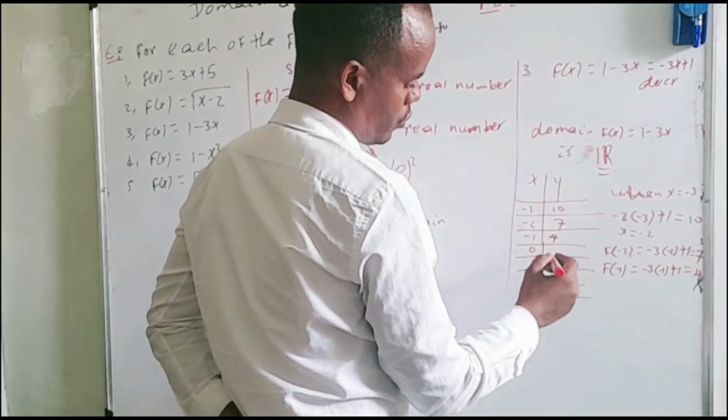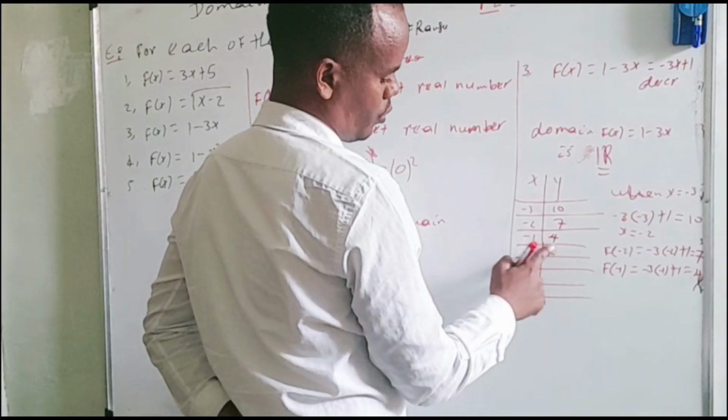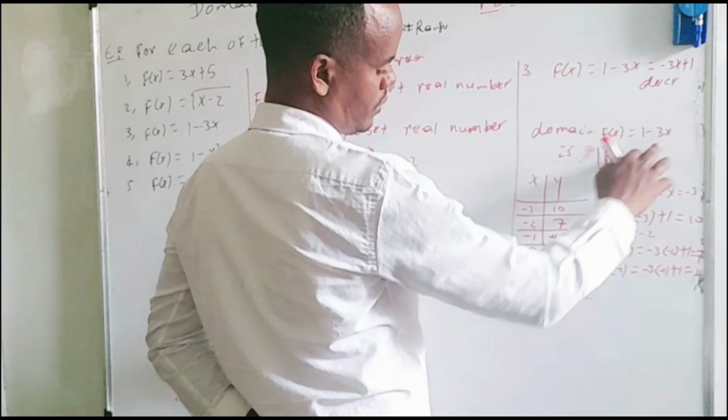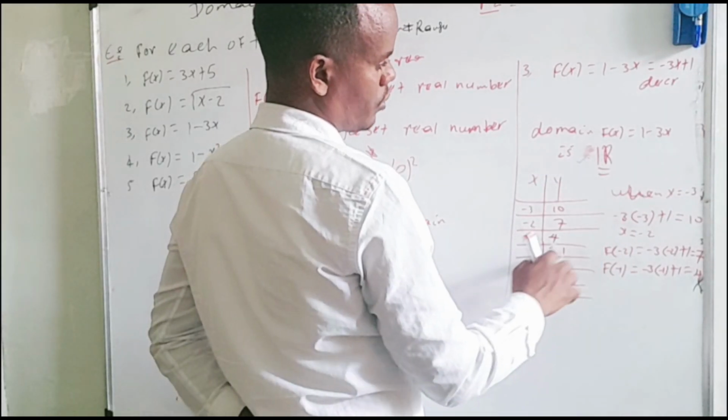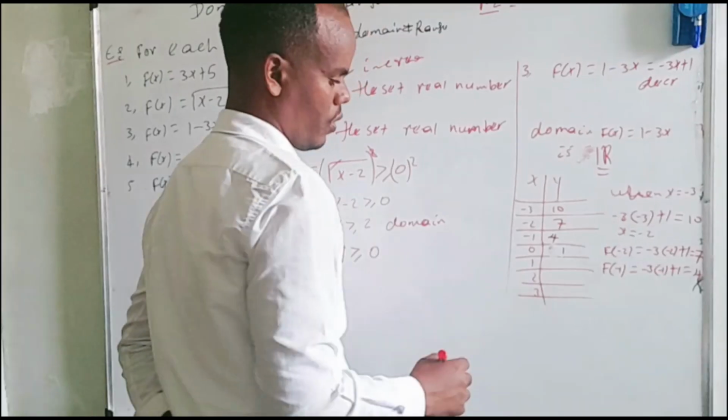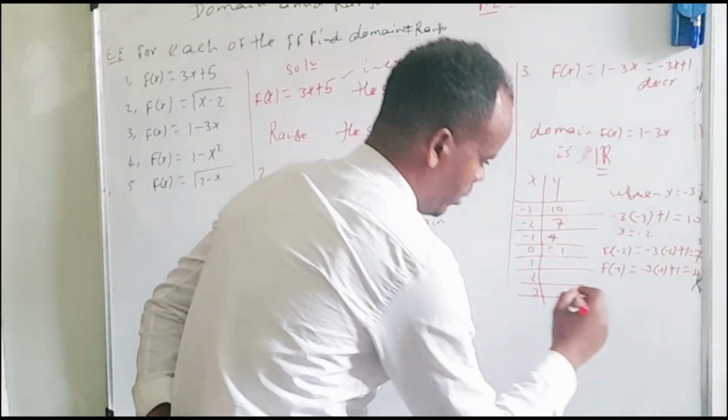When x is equal to 0, that is 1. When x is equal to 0, the value of y is 1, because that is the y intercept as well. Minus 3 times 0 is 0, plus 1, that is 1.